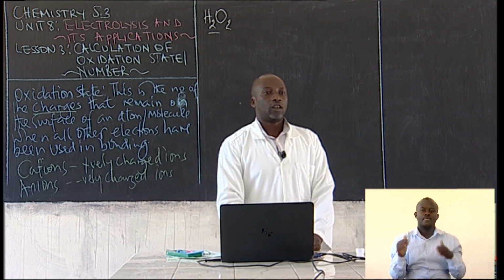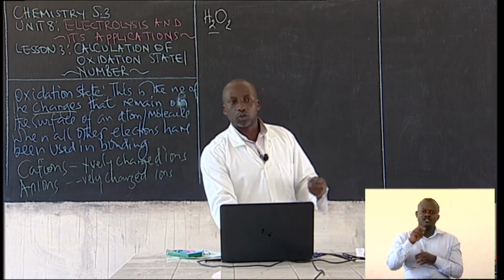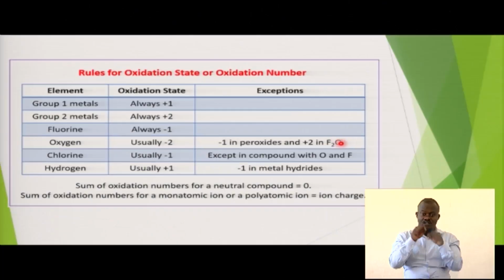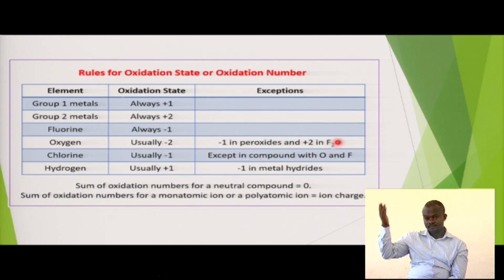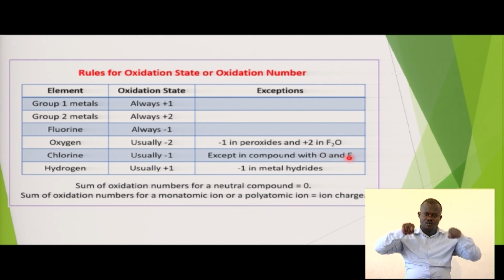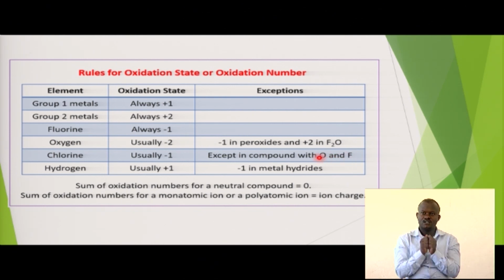And oxygen carries positive 2 in that oxide. I think you can just look at the screen, positive 2 in this oxide only. Chlorine, except in compounds of oxygen and fluorine. So if they are oxygen and fluorine, then chlorine will carry a negative 1. Hydrogen, positive 1. It is negative 1 in metal hydrides.